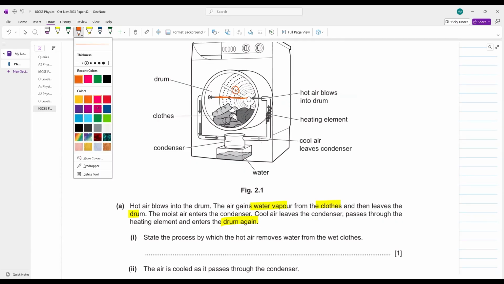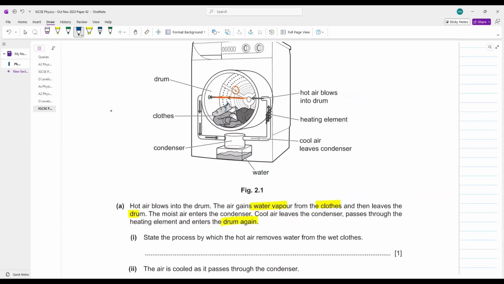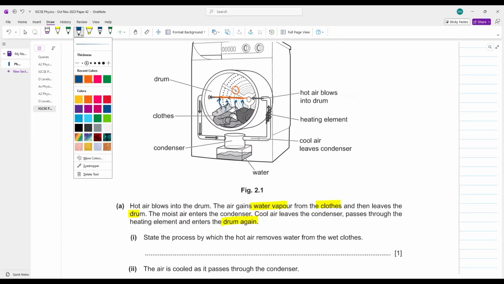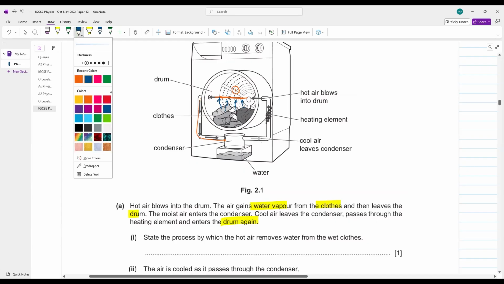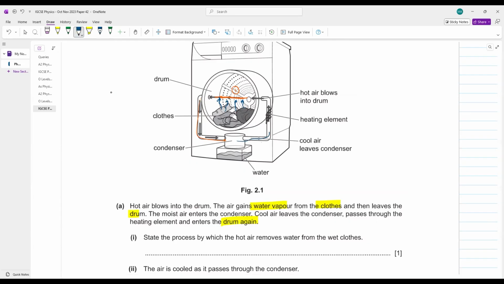This hot air collects water vapors from the clothes, these blue lines. Then this hot air travels from the drum into the condenser. In the condenser, this hot air gets cooled and then passes into the heating element.